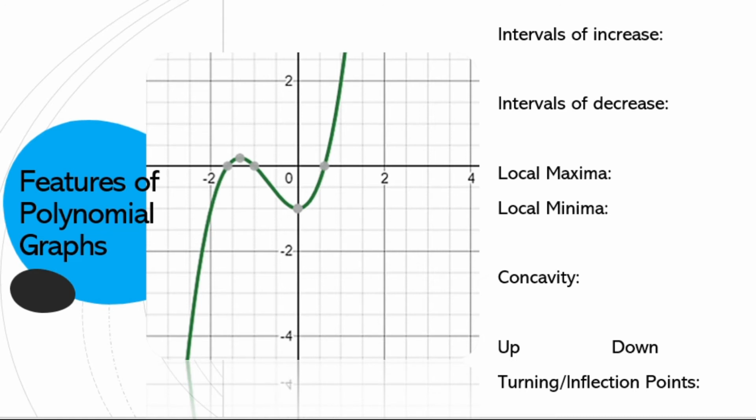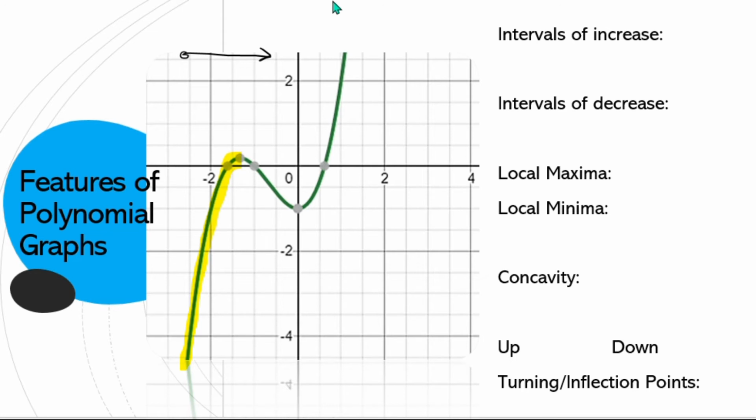The first thing I want to talk about are intervals of increase. So where is this graph going up as you head from left to right? And we're going to speak in terms of x. So I can just take a highlighter and be like, okay, if I follow this graph with my finger, I'm going up, I'm going up, I'm going up. Then I start going down. So that's an interval of increase, and it stops right there.